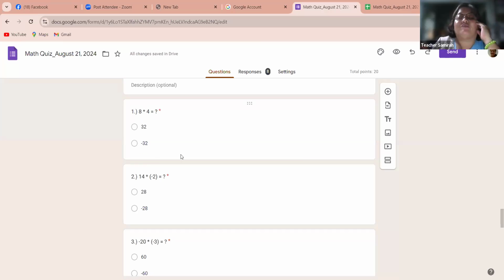8 times 4. Take note, we are going to multiply two same sign integers. What are the signs of the two integers? They are positive integers. So positive 8 times positive 4. What will be our answer? Will it be 32 or negative 32?